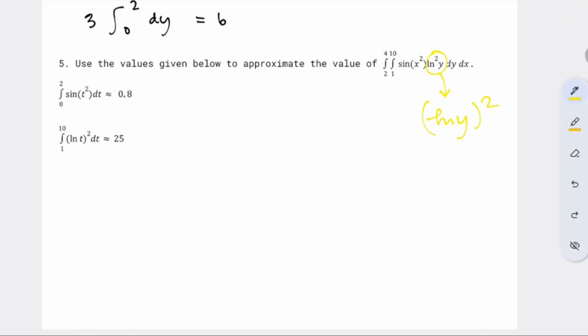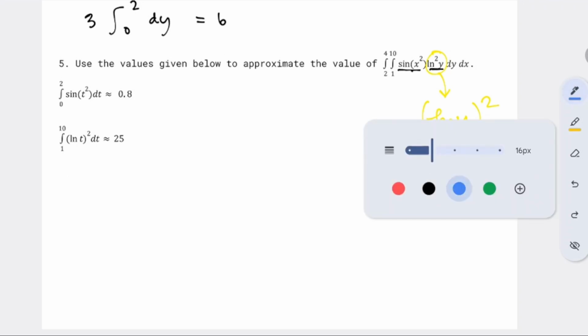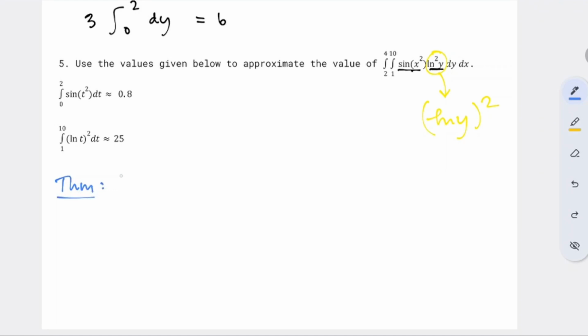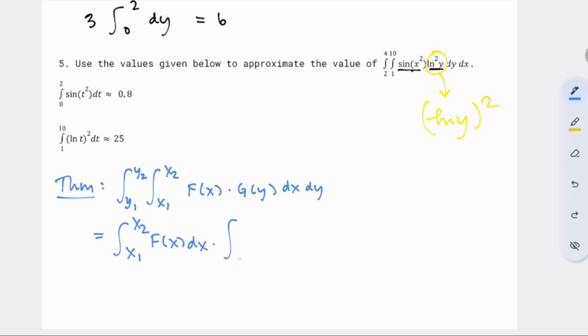Okay, and this is going at the fact that if we have an integral where it's f of x times g of y, so the theorem is, I'm just going to copy it off to the side. The double integral, especially if it's, you know, let's just say y1 to y2, x1 to x2, of f of x multiplied by g of y, dx and dy, that's going to equal the integral from x1 to x2 of f of x dx multiplied by the integral from y1 to y2 of g of y dy.